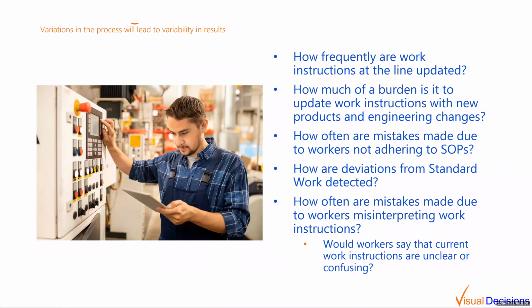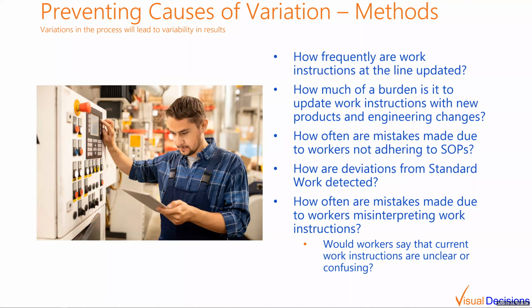So then we come to method, and we look at how we can impact the sources of variation from the manufacturing method or process. And so a lot of this is just due to work instructions and how people get those work instructions, how much we adhere to the standard work and so forth. And so, how frequently are those work instructions at the line updated? How much of a burden is it to update those work instructions with new products and engineering changes?